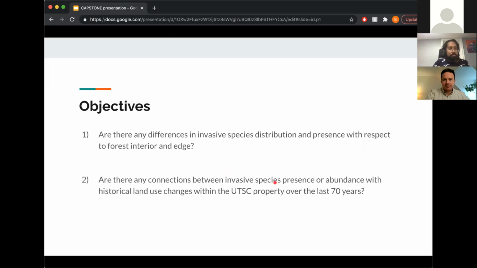So moving on from the background, the objectives for this project were one, to see if there were any differences in invasive species distribution and presence between the forest interior and edge, and two, to see if there are any connections between invasive species presence and land use changes at the property over the last 70 years.